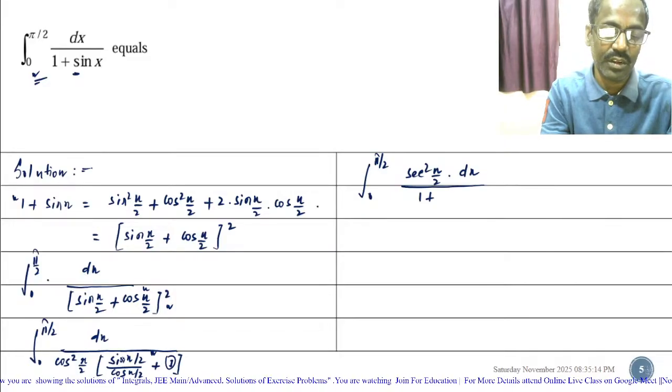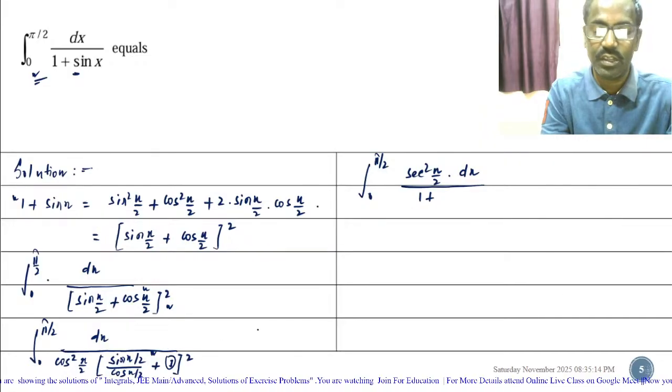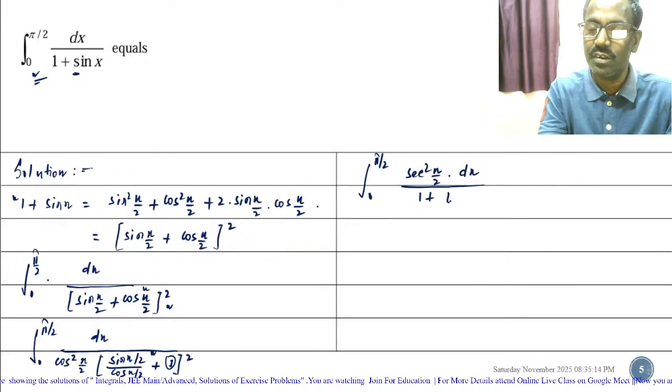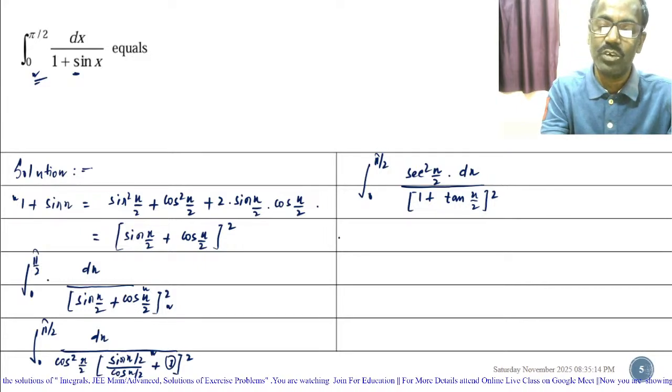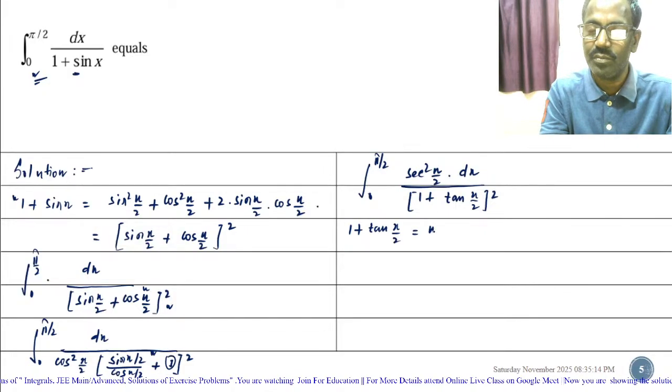This is the 1, and sin x by 2 plus cos x by 2 equals tan x by 2. So we write down here (1 plus tan x by 2) to the power 2. Okay, now we put 1 plus tan x by 2 equal to m.